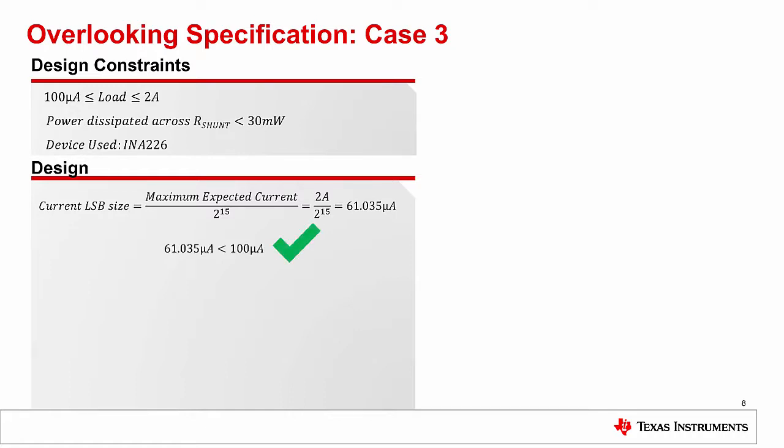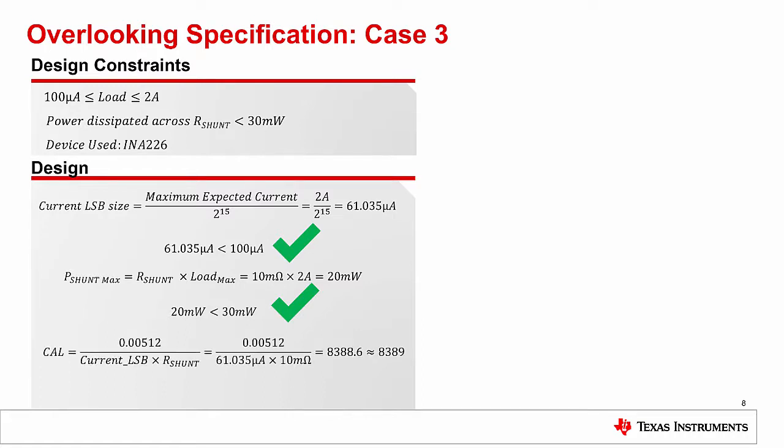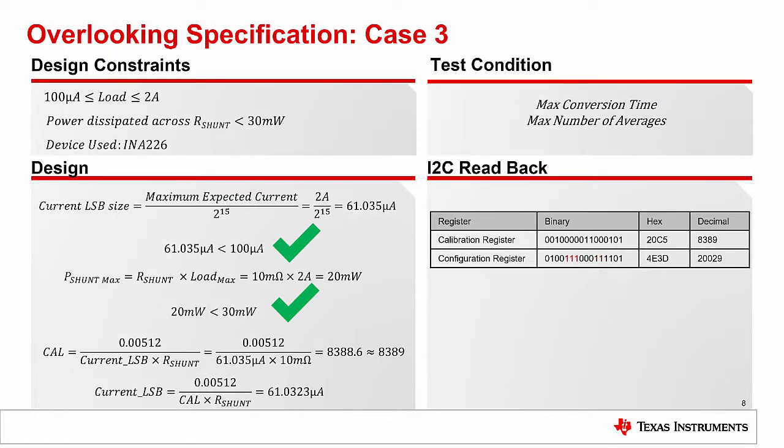As we conveniently have several 10 milliohm resistors on hand, we decide to use those, especially since they yield a power dissipation for 2 amps that is below 30 milliwatts. Based upon that shunt, we get a cal value of roughly 8389, which we use to back calculate the adjusted current LSB. We thereupon write the cal value to our calibration register and specify we will be taking the max conversion time and the max number of averages for the shunt voltage measurements in our configuration registers.